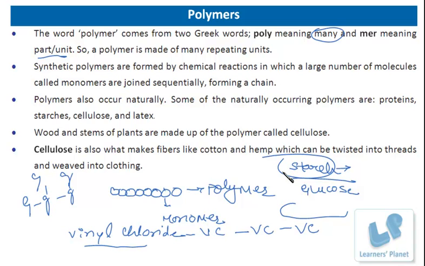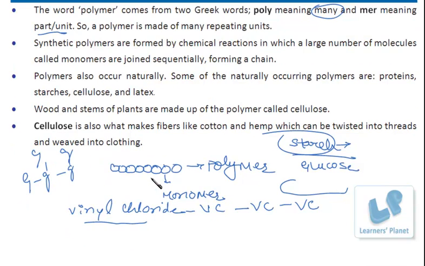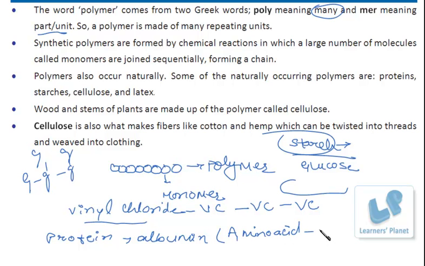Even protein is a polymer. Proteins which you eat are polymers. Say the protein present in egg, egg albumin, is a protein. It is a polymer. It consists of a large number of amino acids. So what are the monomers in proteins? Amino acids. Even your fat is a polymer. So these are all naturally occurring polymers.